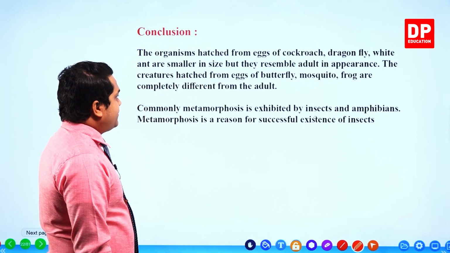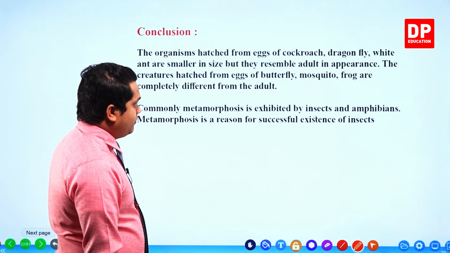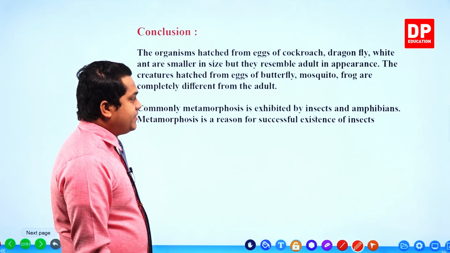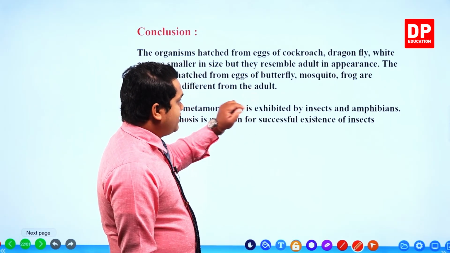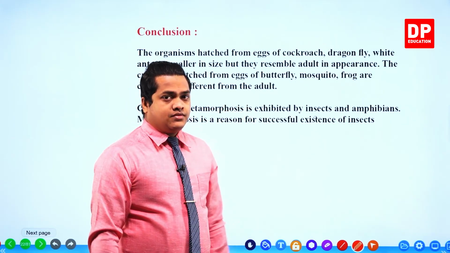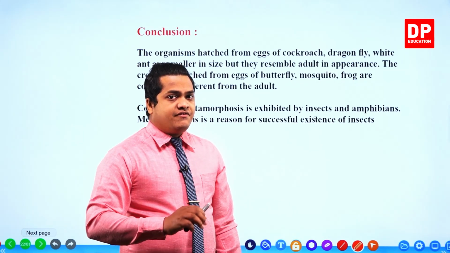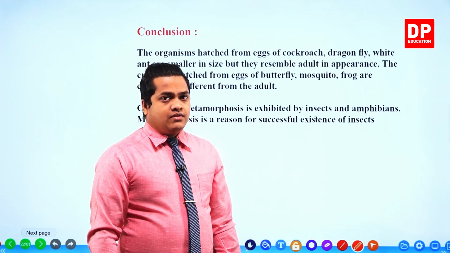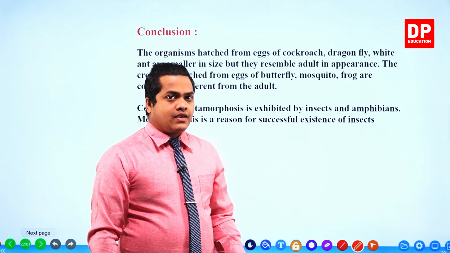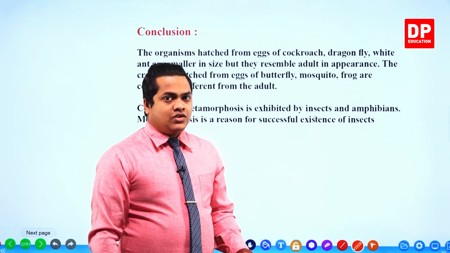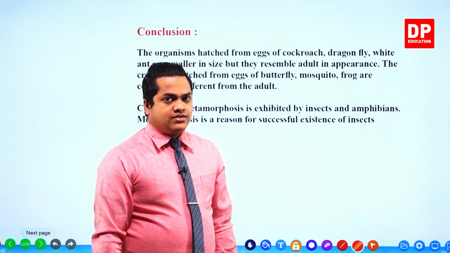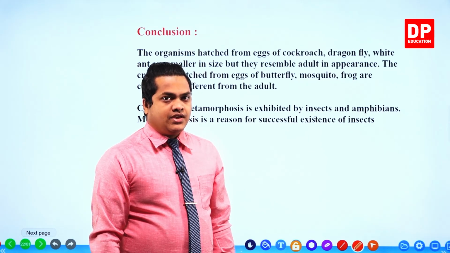The creatures hatched from the eggs of butterfly, mosquito, frog are completely different from the adult. So the creatures coming out from the butterfly, mosquito and frog are way more different than the adult organism. However, in the earlier case, if you take the creatures coming out from the eggs of dragonfly, cockroach, ants, bugs, those organisms have similar features with the adult.